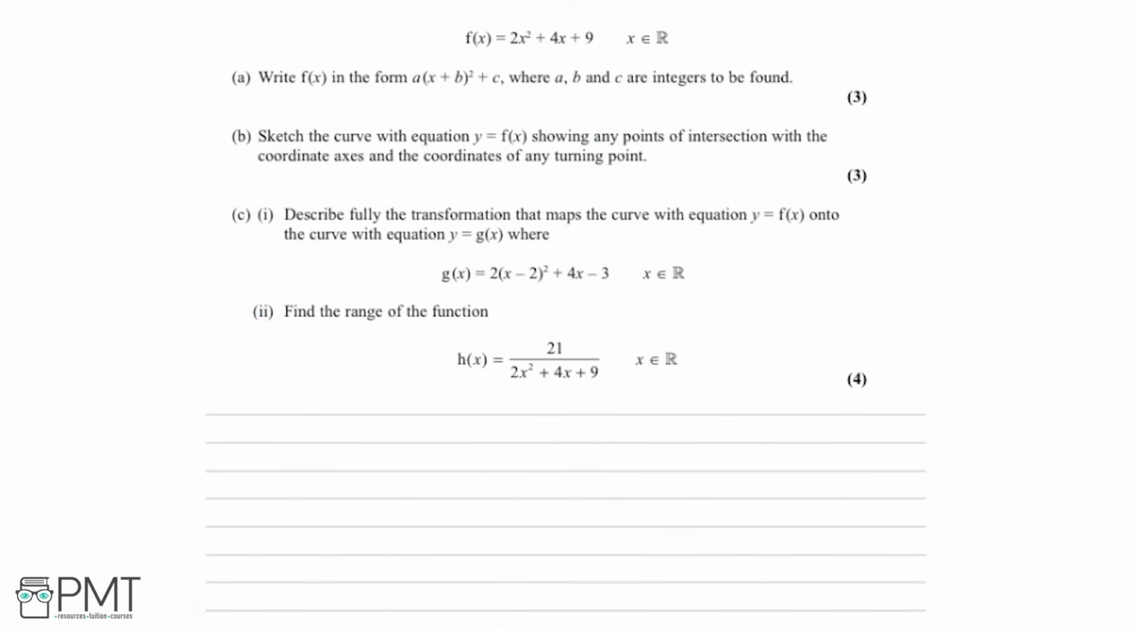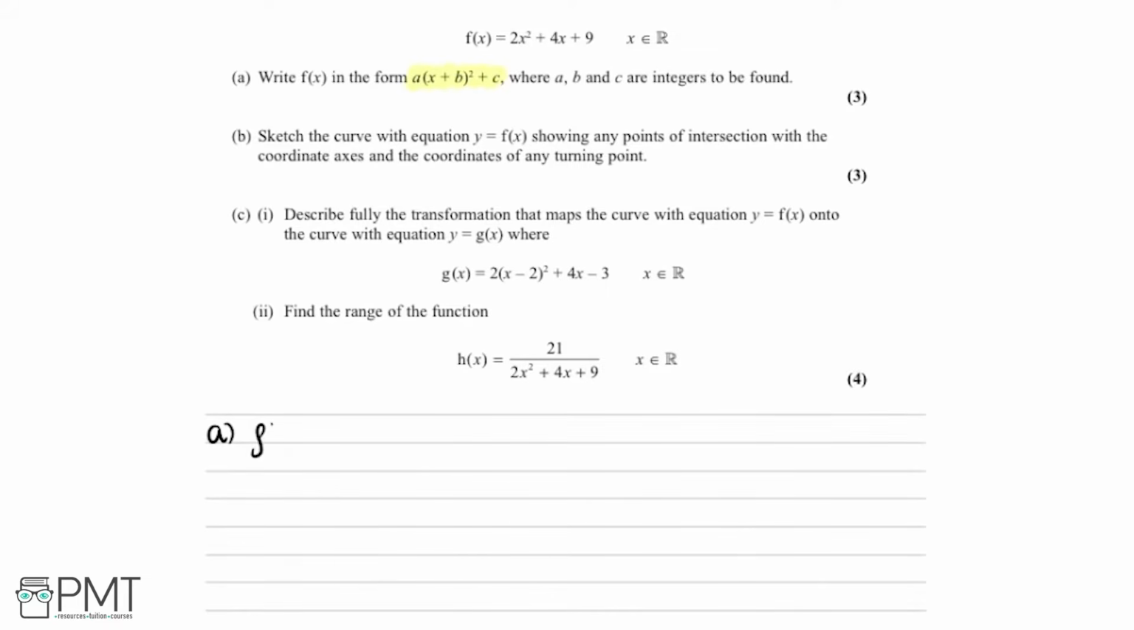Okay, so we're given an expression for f of x, saying f of x equals 2x squared plus 4x plus 9. Part A says we need to write f of x in the form a multiplied by x plus b all squared plus c, where a, b and c are integers to be found. This is a 3 mark question. Essentially what this question is asking us to do is complete the square, because when we complete the square, f of x will be written in this form. So we're going to do that now.